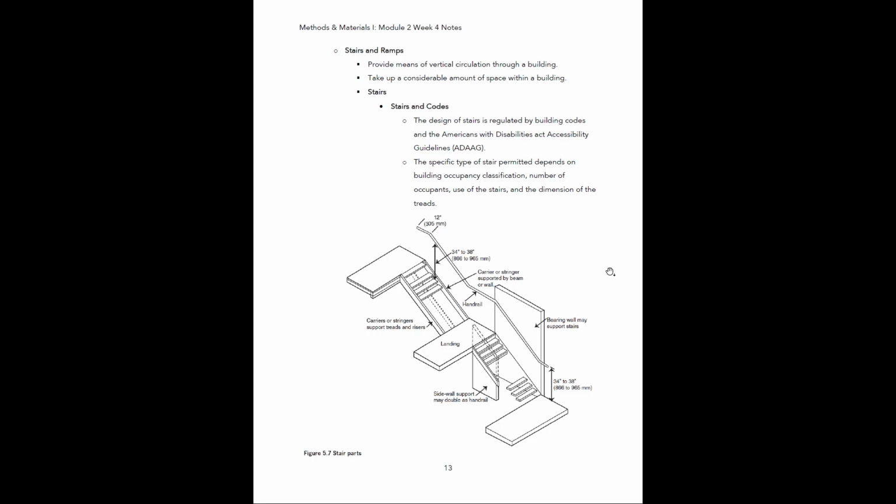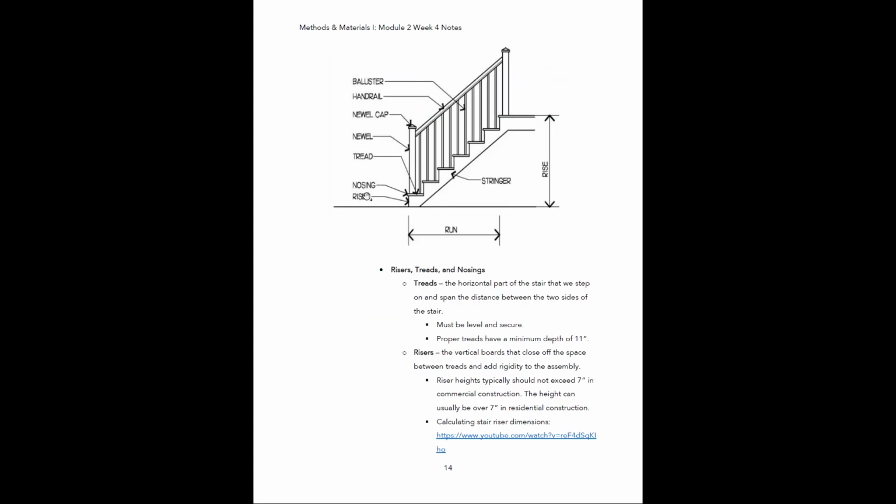But yeah, I think that's pretty much it for this little diagram. Next, risers, treads, and nosings. So a tread is the horizontal part of the stair that we step on, and they span the distance between two sides of the stair. Treads have to be level and secure, and a proper tread has a minimum depth of 11 inches.